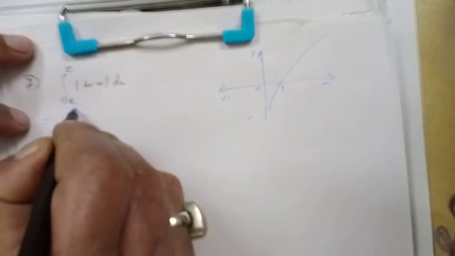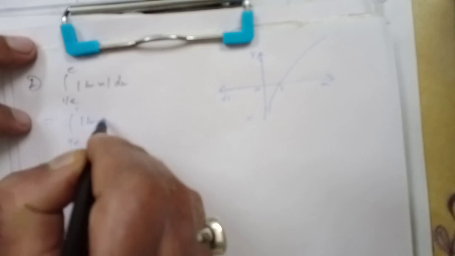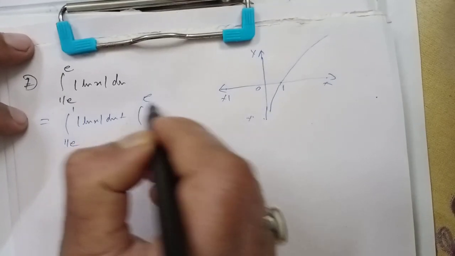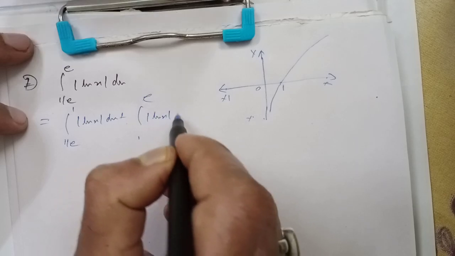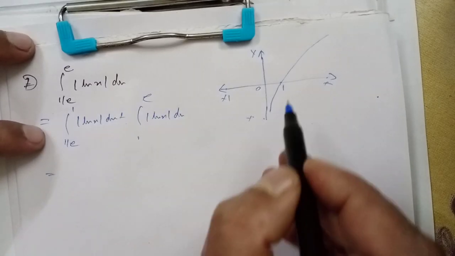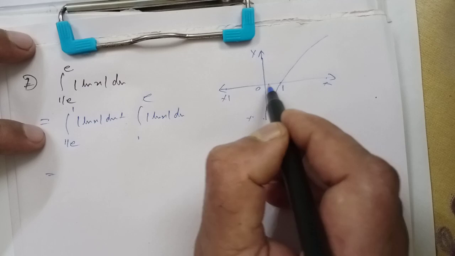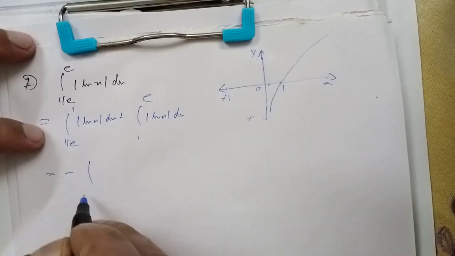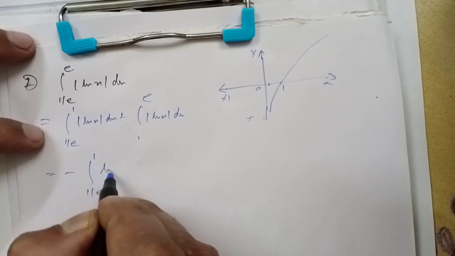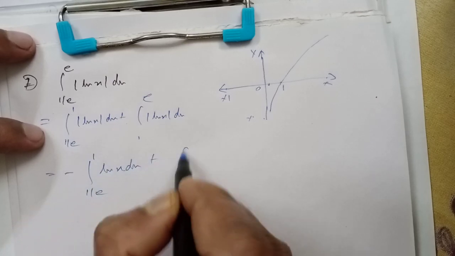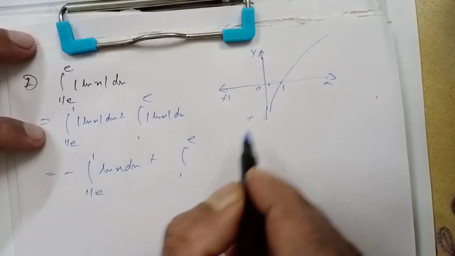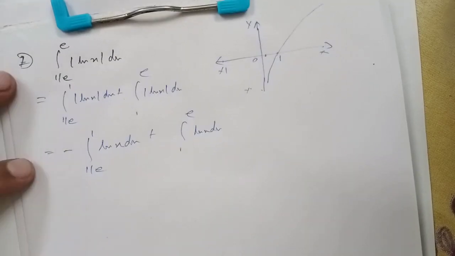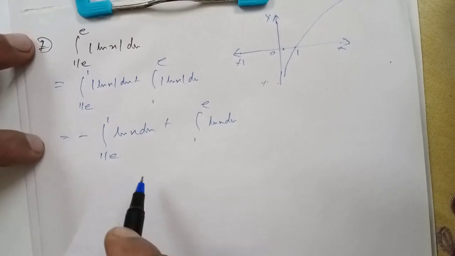1 by e to 1 mod of ln x dx. Then 1 to e mod of ln x dx. 1 by e to 1 is negative, so your integral will be 1 by e to 1 of minus ln x dx, and then 1 to e, this is positive, so this will be simple ln x dx. Now we have to do the integral of ln x dx.